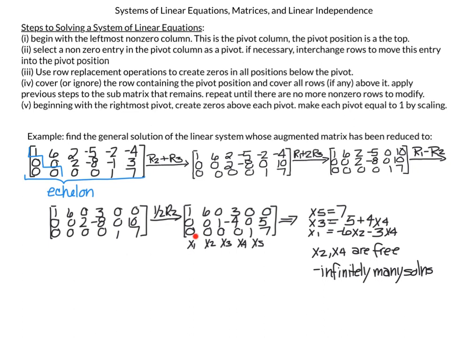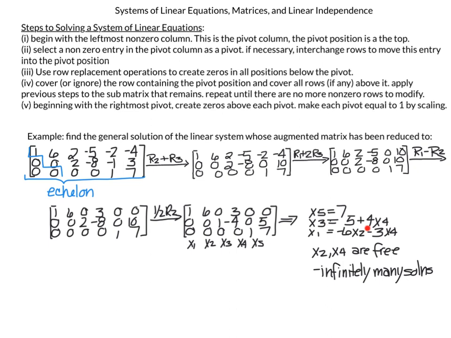So the last equation says that x5 is equal to 7. My next row tells me x3 minus x4 is equal to 5, or in other words, x3 is equal to 5 plus x4, sorry, 5 plus x4. And then my first row tells me x1 plus 6x2 plus 3x4 equals 0, or in other words, x1 is equal to minus 6x2 minus 3x4. So we have the same variables 1, 3, and 5 as basic variables, and 2 and 4 are free.